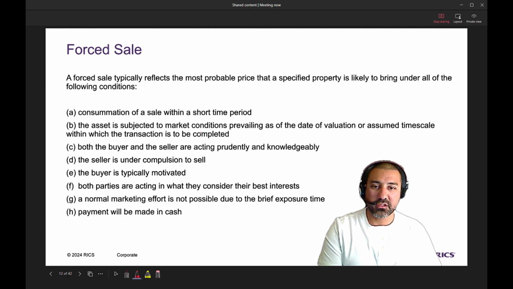It could be subjected to market conditions prevailing as of the date of valuation or assumed timescale within which the transaction is to be completed. So it's restricted by time. There's a compulsion to sell. The buyer is typically motivated. Payment will be made in cash. There's no normal marketing effort. It's not possible to apply normal marketing because of the brief exposure of time. So it's forced. It's a forced sale. It's a fire sale, essentially.